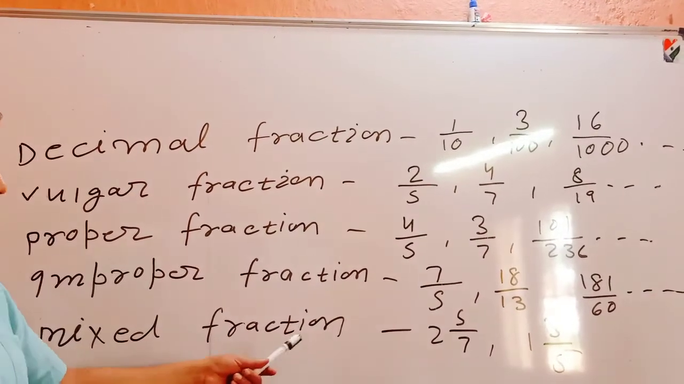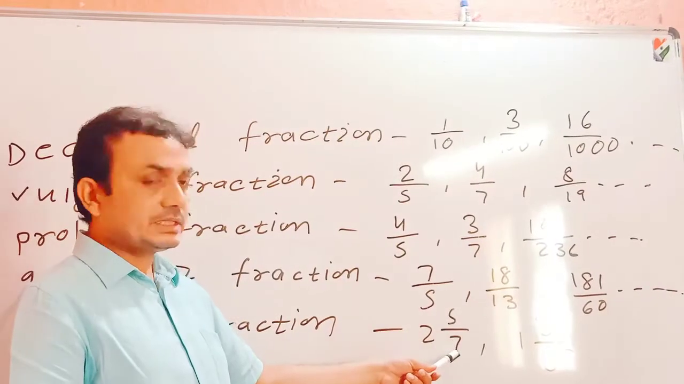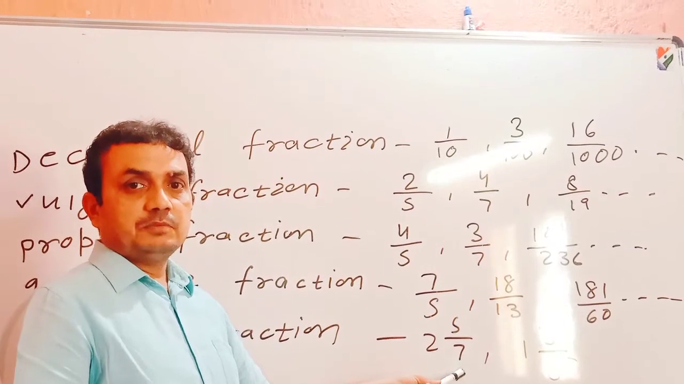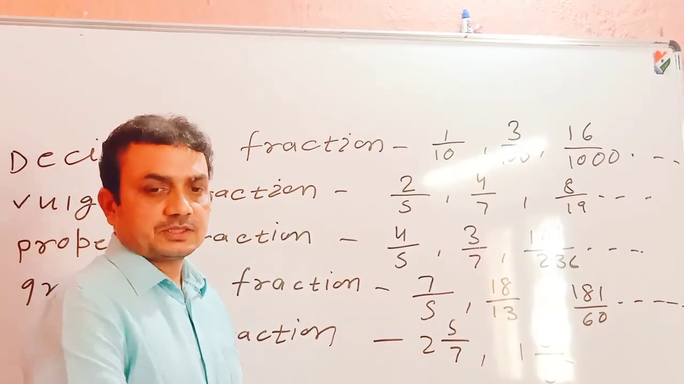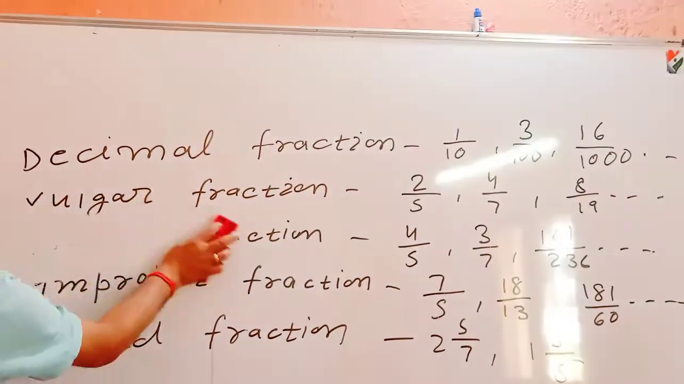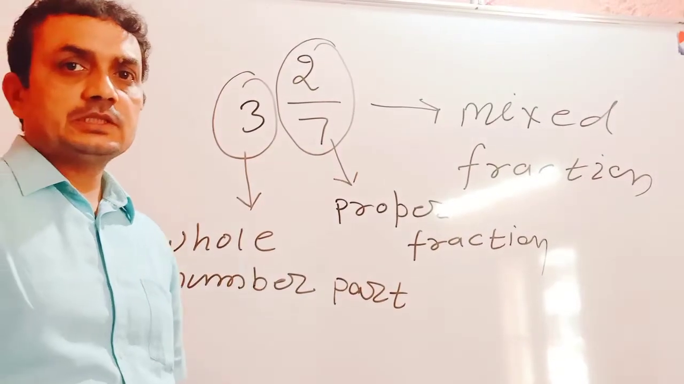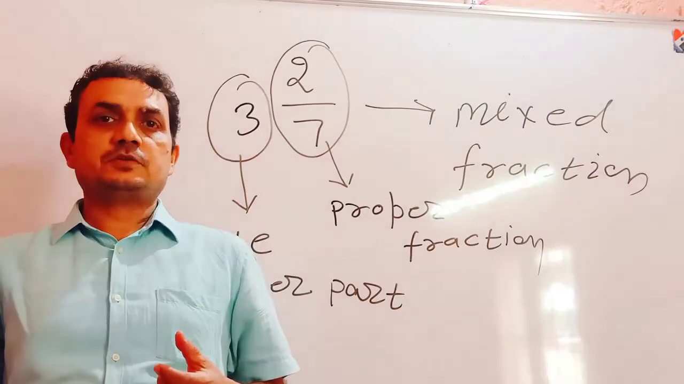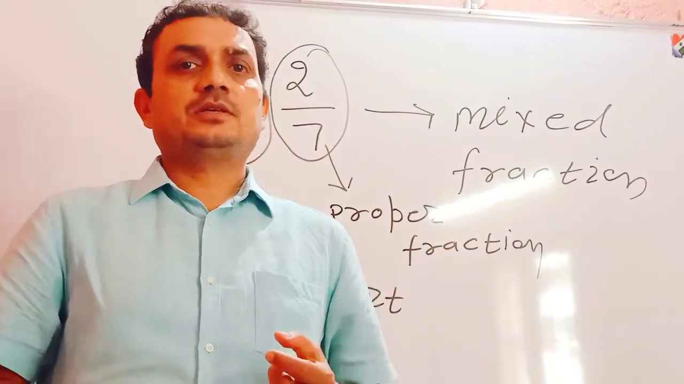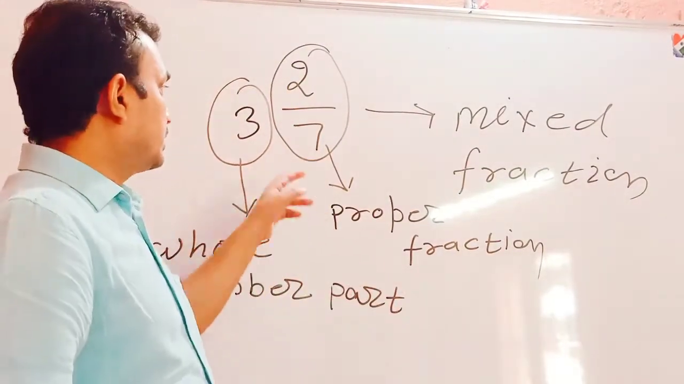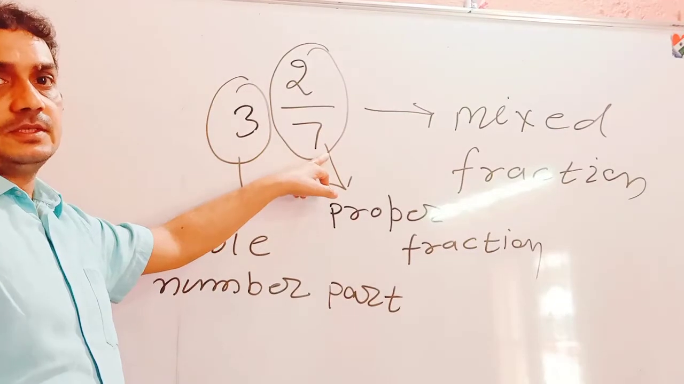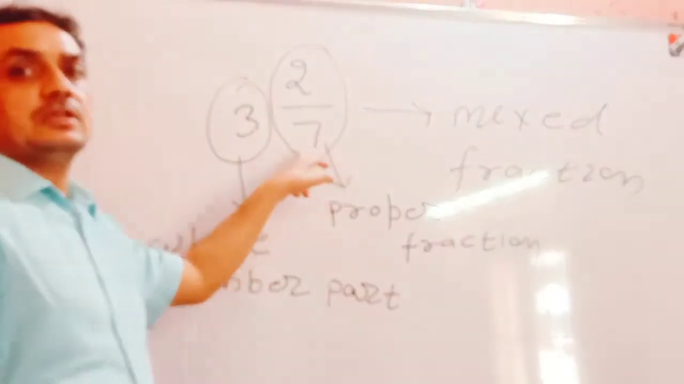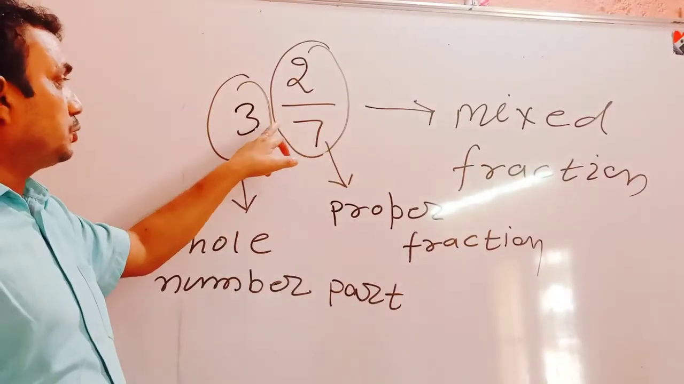In this fraction we see 2, 5 by 7. I have explained earlier that a mixed fraction contains two parts. Our topic is the mixed fraction. Let me give an example. Let us suppose 3 2 by 5 is called a mixed fraction. In this fraction, we see that there are two parts.